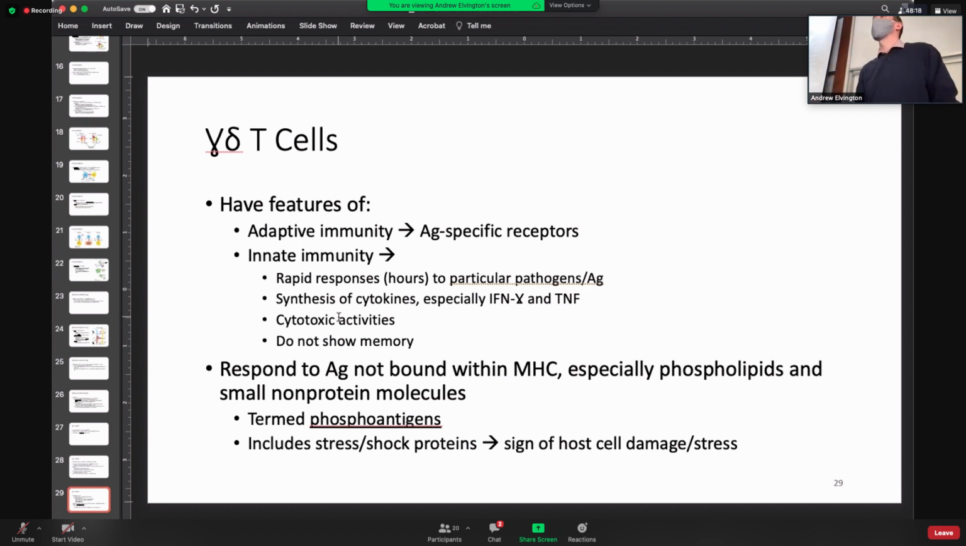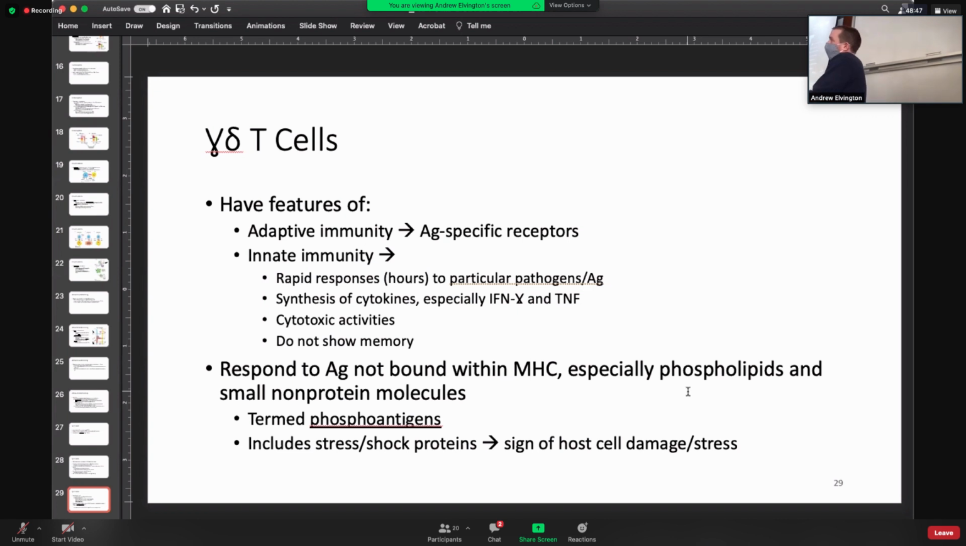Do those four traits sound similar to what we would expect an innate cell to do? Except they're doing it with a specific antigen receptor, although it does not bind the same diversity as our alpha beta. So what is it then? What is it binding? Turns out it's binding things that are small non-protein molecules, especially things like phospholipids.